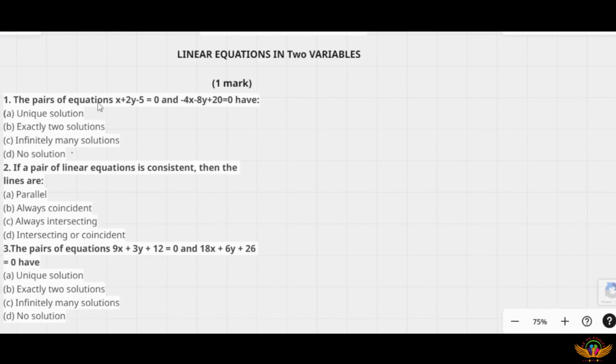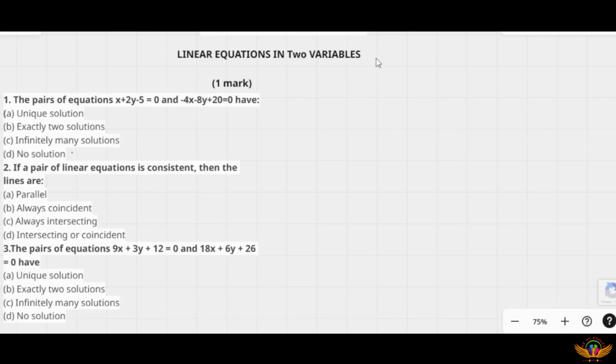The pair of equations x plus 2y minus 5 equal to 0 and minus 4x minus 8y plus 20 equal to 0 have what kind of solution? Before that, you have to learn a tabular column perfectly and learn it by heart. I just want to make it very simple here. They have told you the pair of equations, it means there are two equations, first equation and second equation.